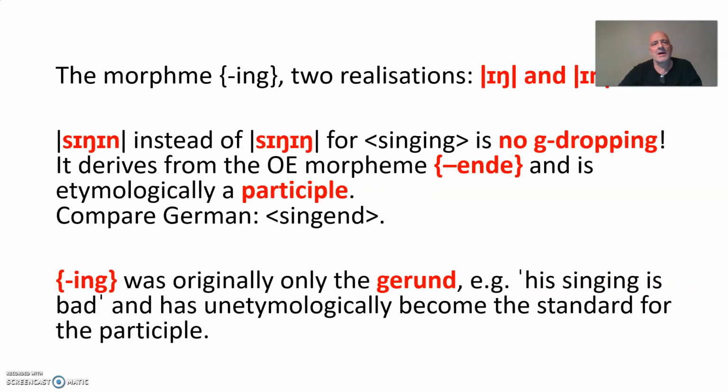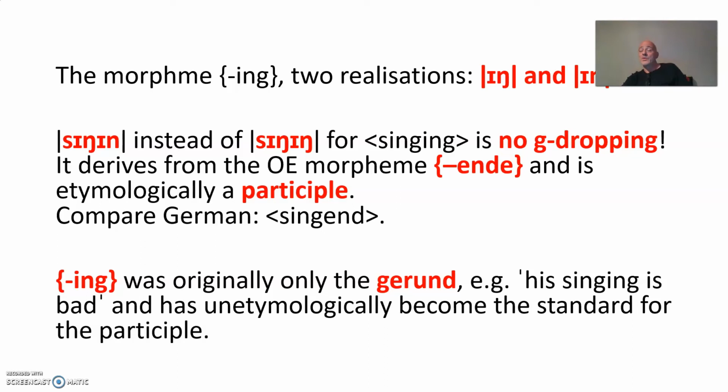But this, the morpheme ing, and the two realizations, ing and in. Okay, this is what people usually spell with an apostrophe here. In, yeah, goin'. And I like to dispense with some false notions here. Okay, singin', instead of singing, which is deemed today as being substandard. Yeah, okay, but it is no g dropping, whatever my colleagues tell you. It's no g dropping. It's just a different ending, historically speaking.